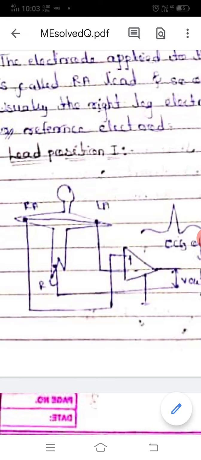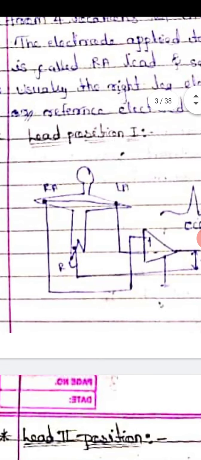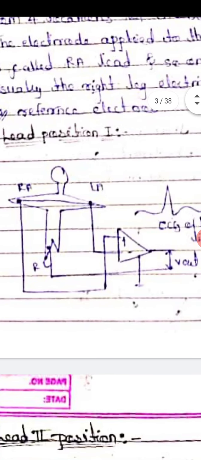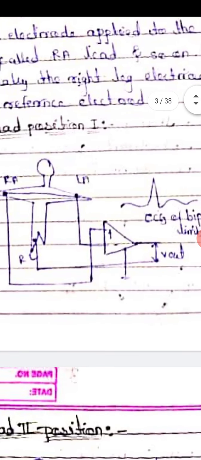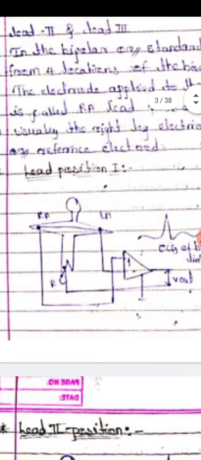In the Einthoven triangle, that is a horizontal line, so you should connect the right arm and left arm. From the right arm you give the input to the positive of the amplifier, and the left arm gives to the negative of the amplifier. And the right leg is for reference purpose. So this is the lead 1 position.